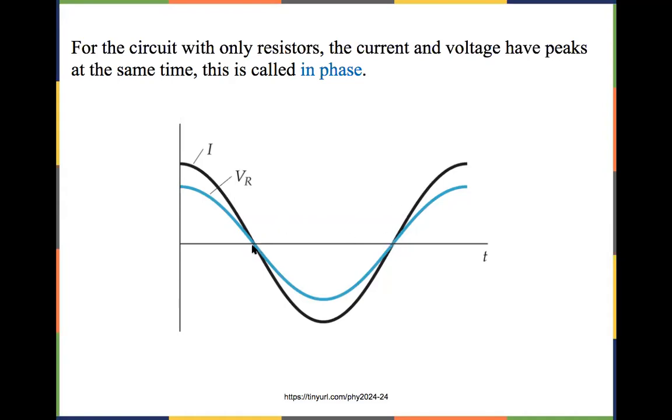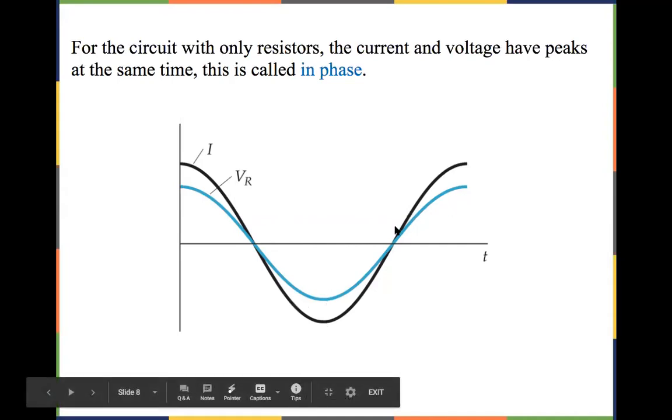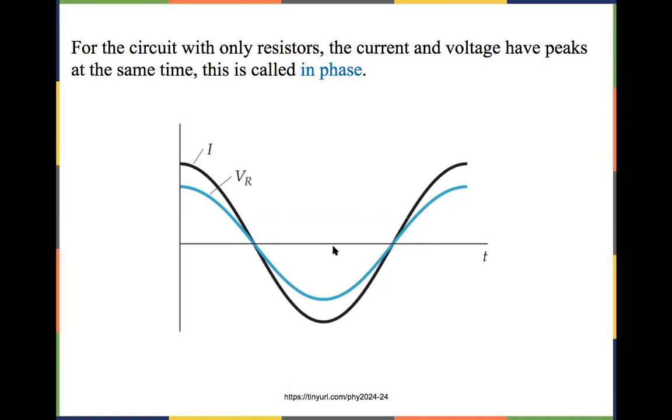what is the same for the two is that you have zero values at the same time. You have peak values for I and V_R at the same time, and you have minimums at the same time. If they peak at the same time, minimize at the same time, and have zeros at the same time, we call that in phase. Otherwise, we call them out of phase, if the peaks, zeros, and minimums don't appear at the same time.